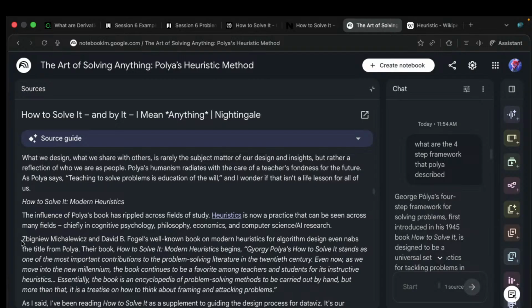Okay, I don't know how to pronounce this. Let me just try. I don't know how to pronounce that, but okay, it's fine. Zedem and David Fossil, a well-known book on modern heuristics for algorithm design. Okay, this is just basic.